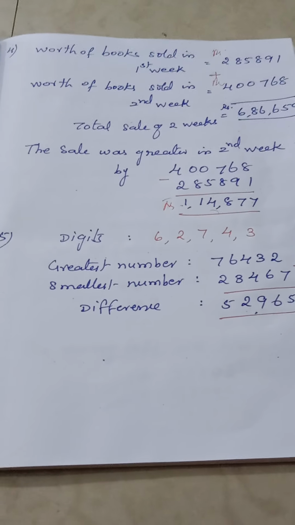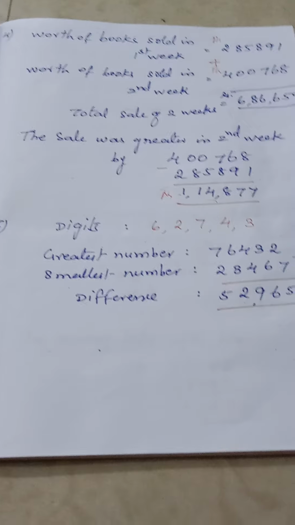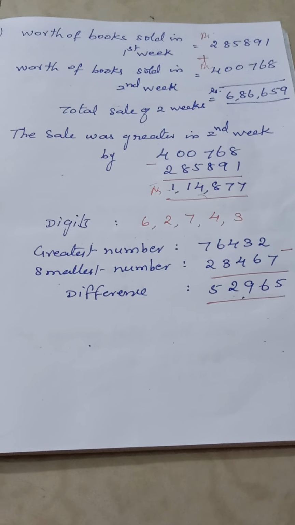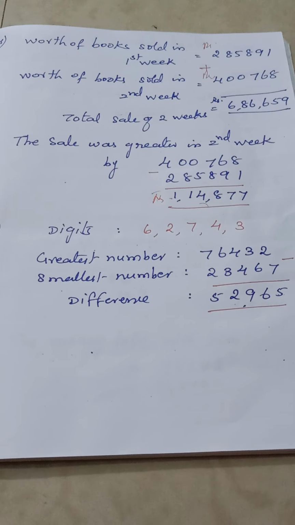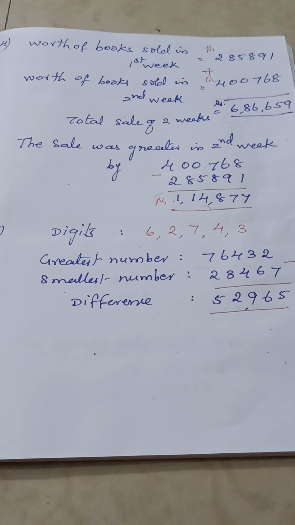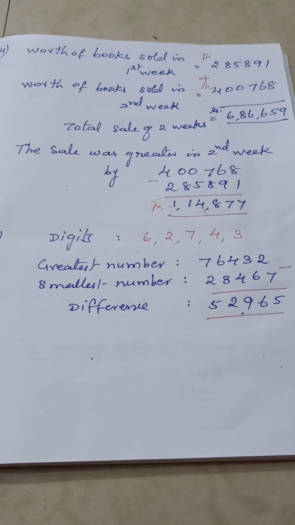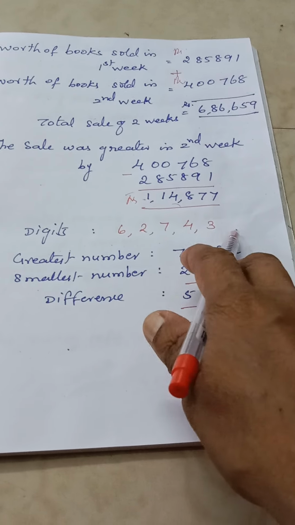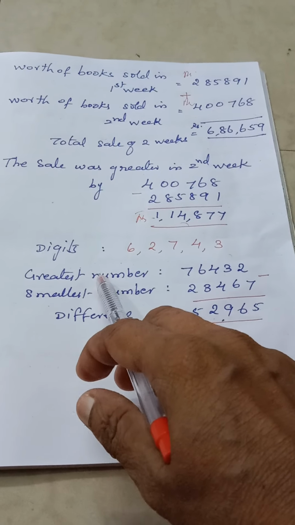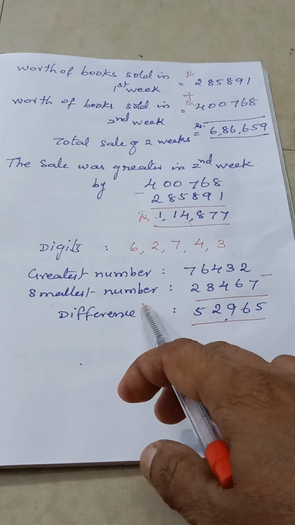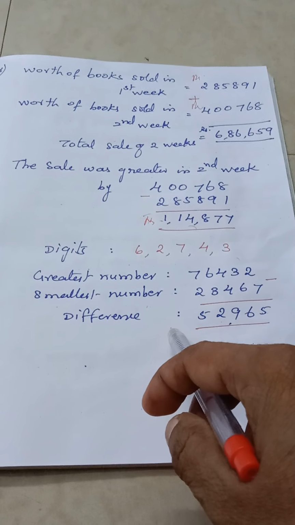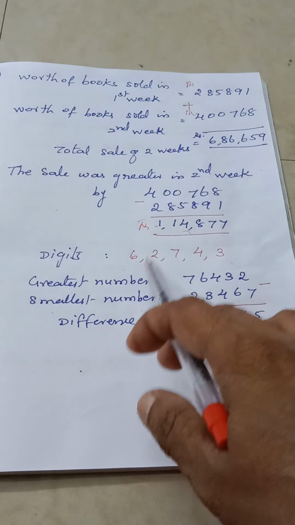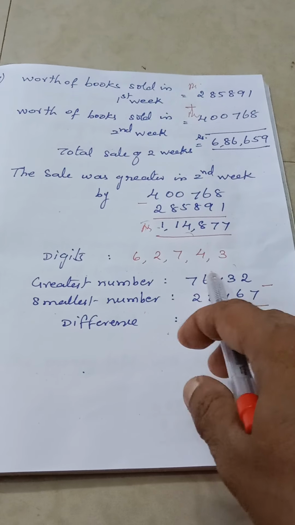Okay, and coming to the fifth question. The fifth question says: find the difference between the greatest and the least number that can be written using the digits 6, 2, 7, 4, 3, each only once. So using these digits we want to form the greatest number and the smallest number, and find the difference. And they said each digit should be used only once.